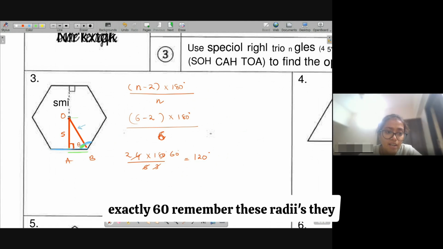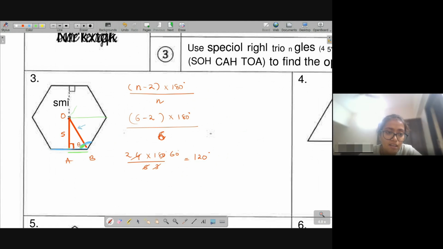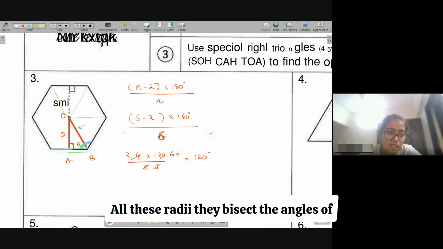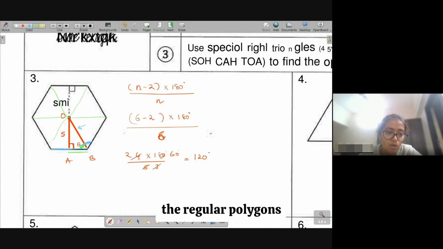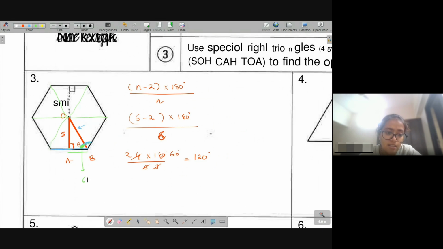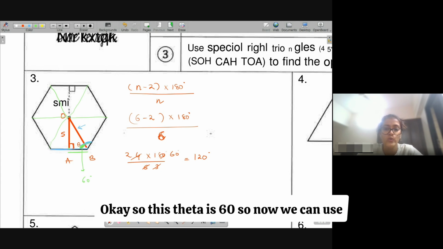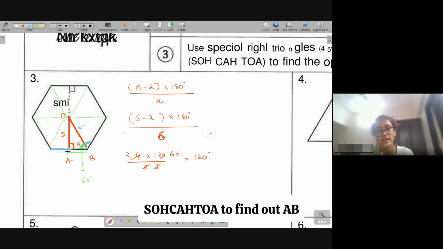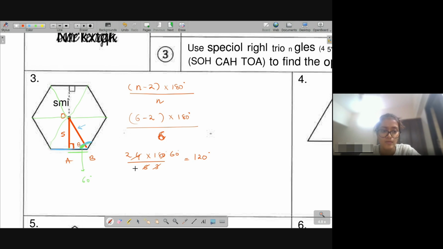Remember, these radii actually bisect the angles. All these radii bisect the angles of the regular polygons. So this total angle is 120, so this theta is 60. Now we can use SOHCAHTOA to find out AB.